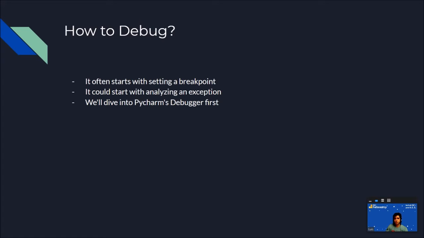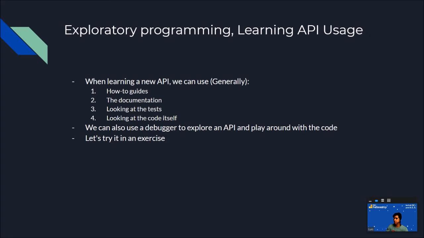So we're almost at the debugging part. So how to debug? It often starts with setting a breakpoint, like I talked about. It also could start with analyzing an exception. When the program crashes, you want to take a look at what variables had their values set. So we'll dive into PyCharm's debugger first.